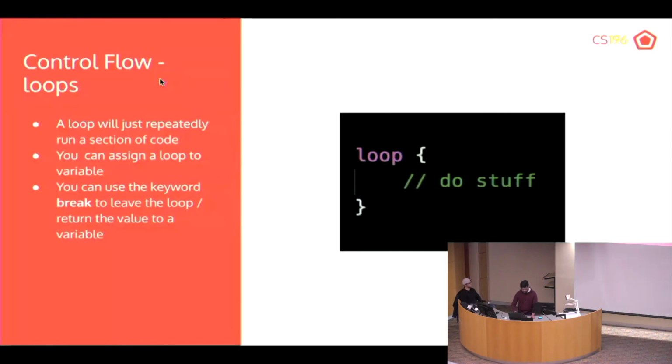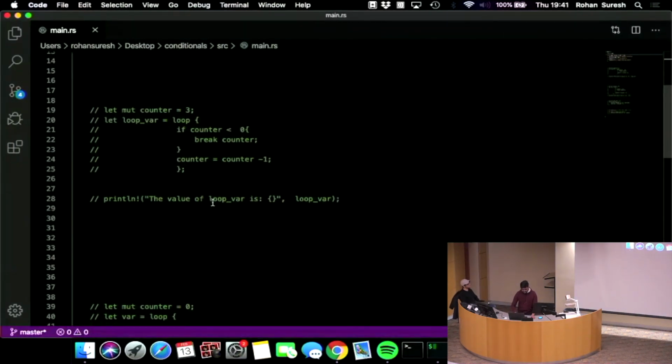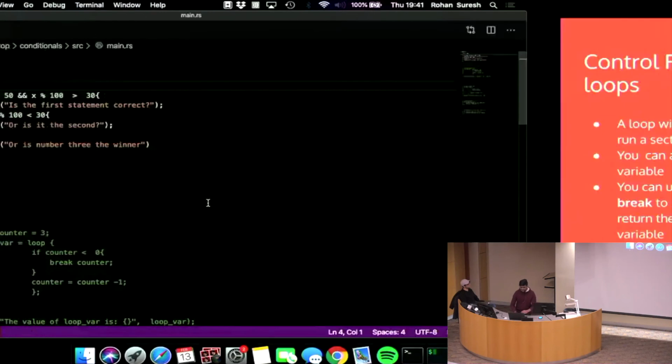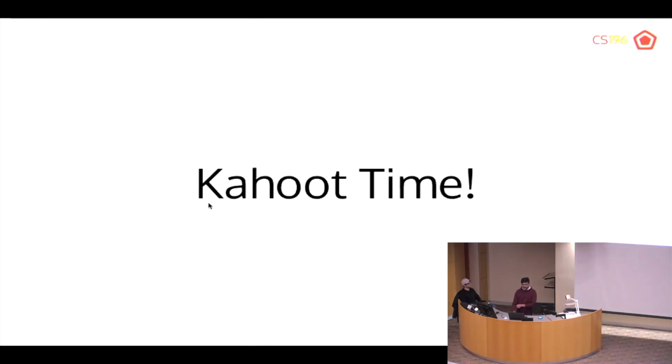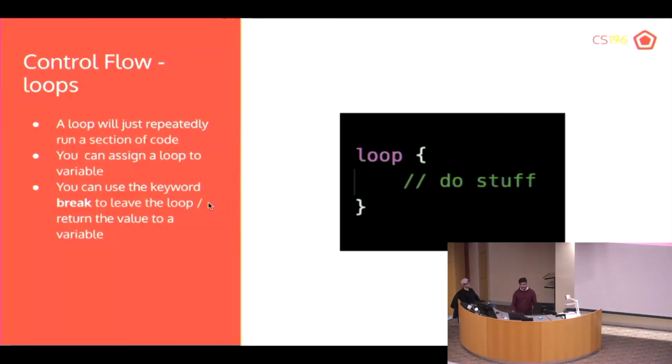Let's talk about more stuff about this. Okay, so now we're going to go on to some more stuff about control flow. Now we have loops. A loop is pretty straightforward. It'll just repeatedly run a section of code over and over again. The syntax for that is you write loop and put two curly brackets without any semicolons, and whatever's in there will keep running forever.